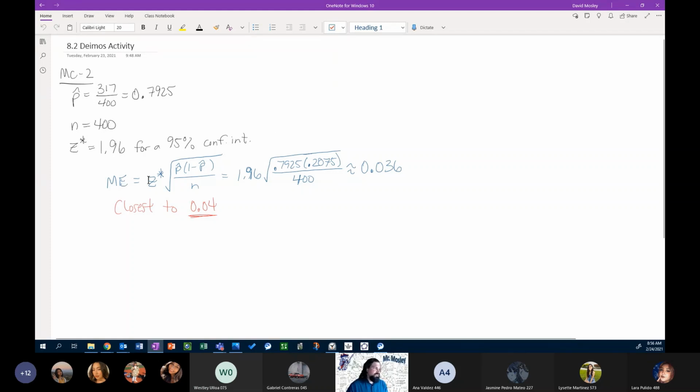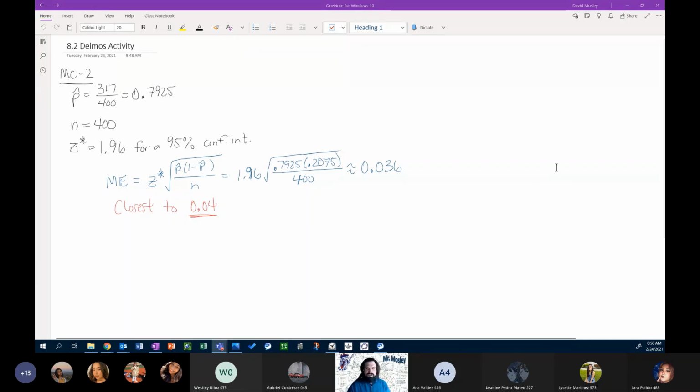So we get a margin of error that's equal to Z star times the standard error: the square root of p hat times 1 minus p hat over n, which equals 1.96 times the square root of 0.7925 times 0.2075 over 400. We get roughly 0.036. Right, and 0.036 lands us closest to the available option of 0.04. Because of rounding, in this case, we would round up instead of rounding down to 0.03.